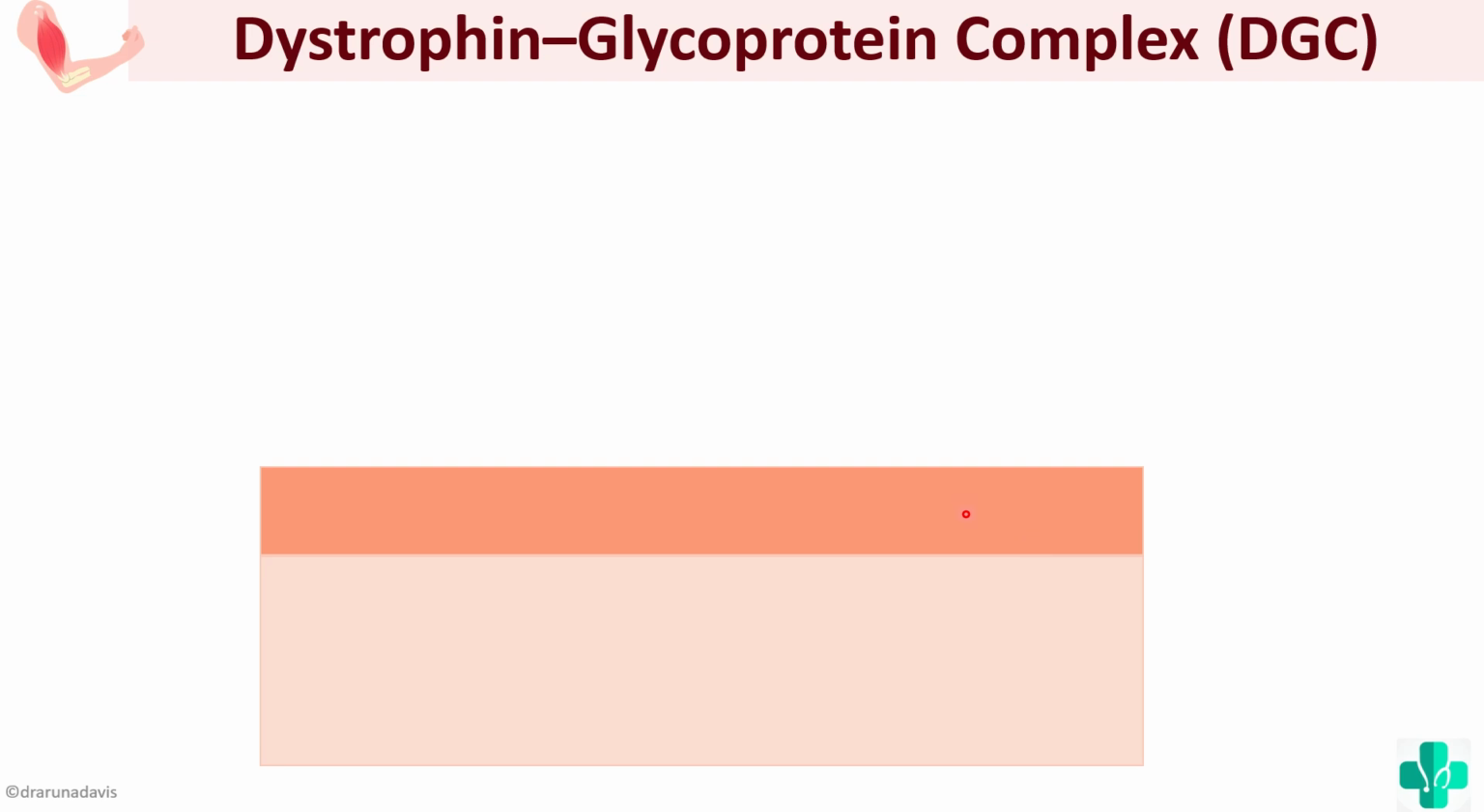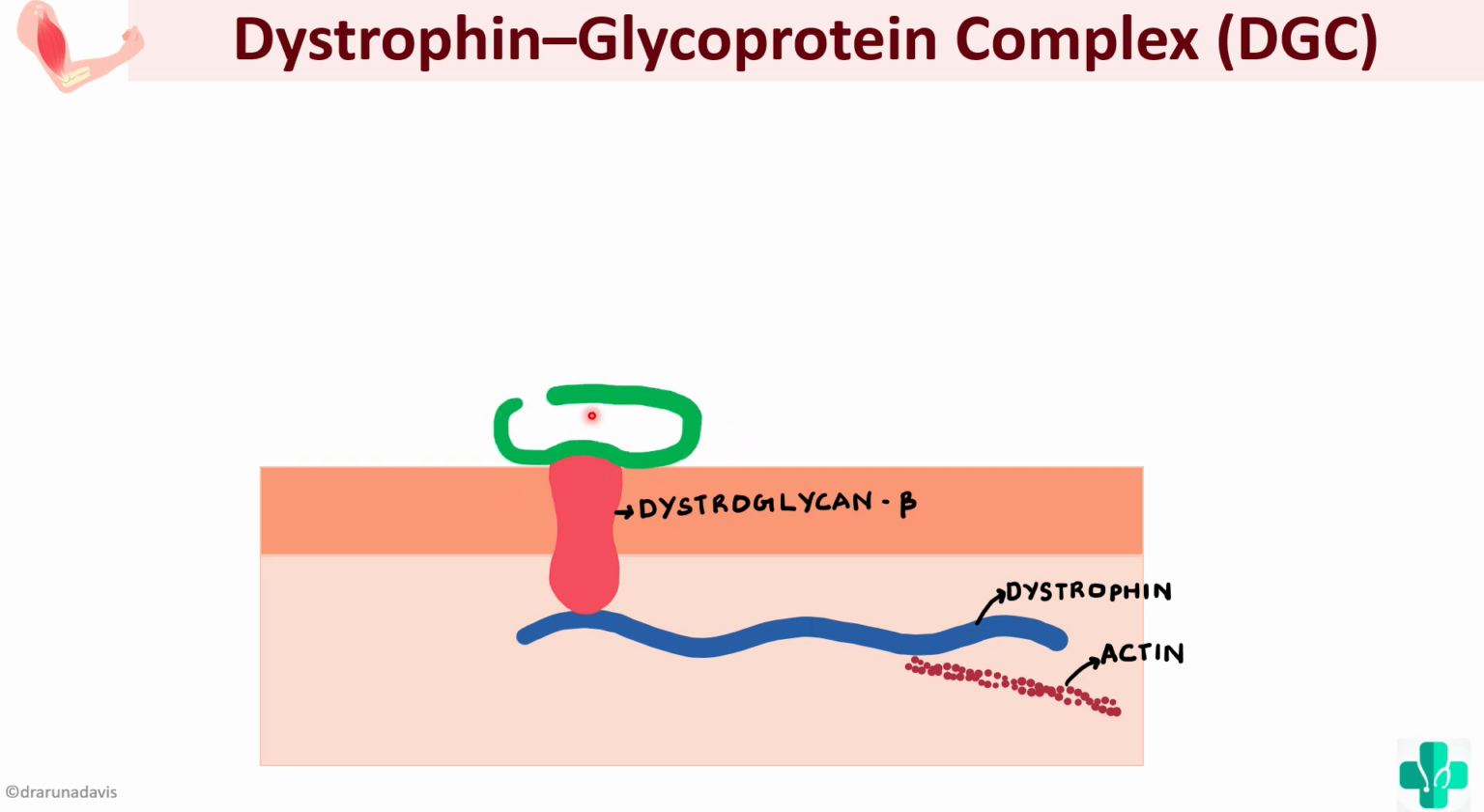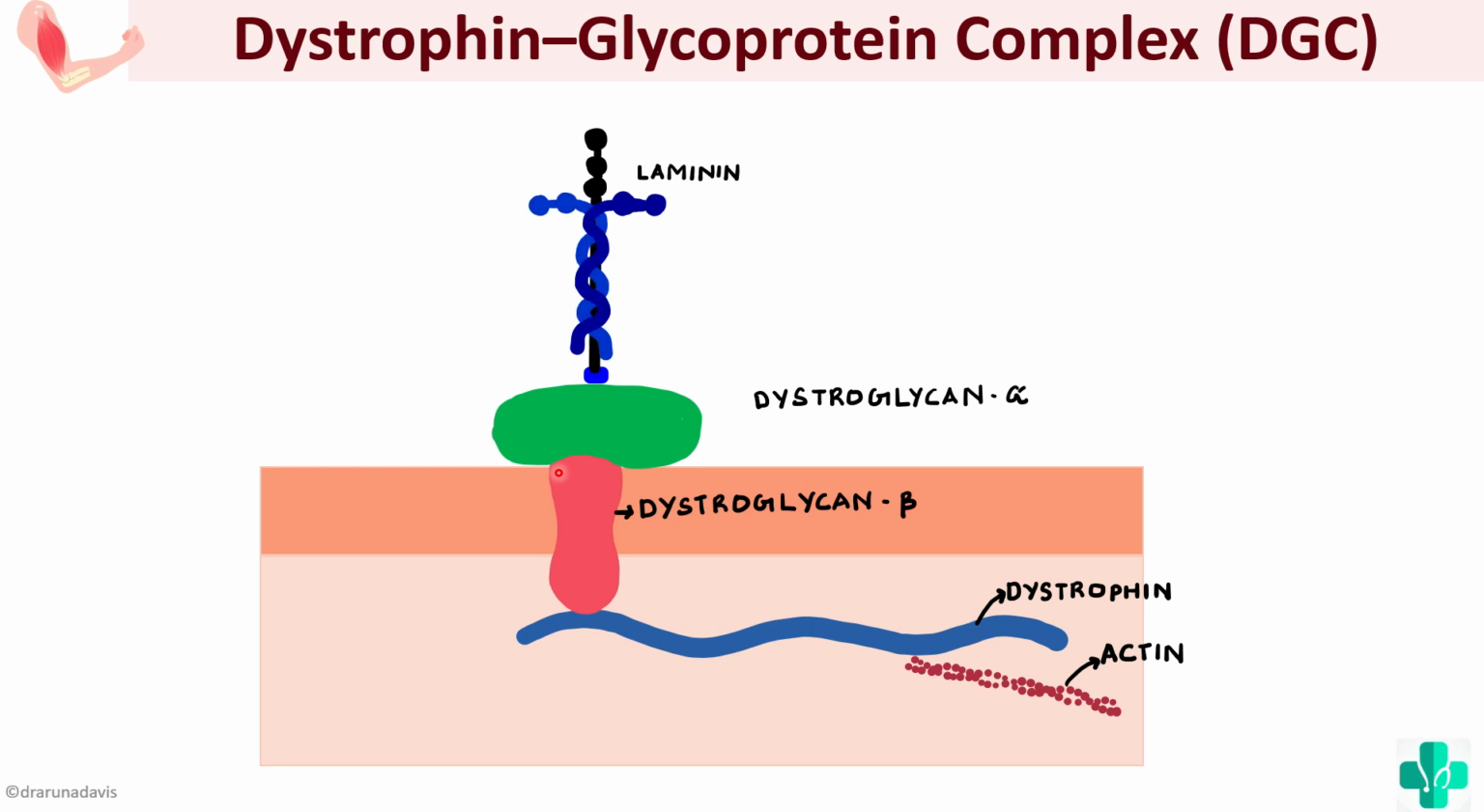So suppose this is our sarcolemma, and here we've got the actin. This actin is attached to a protein called dystrophin. This dystrophin is in turn attached to another protein called dystroglycan beta. So this is basically a bridge which connects the dystrophin and the one extracellularly, which is called the dystroglycan alpha. So dystrophin, dystroglycan beta, dystroglycan alpha, and on top of this we have the laminin, which mainly connects the extracellular matrix to the cytoskeleton.